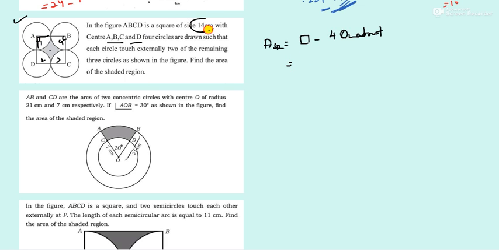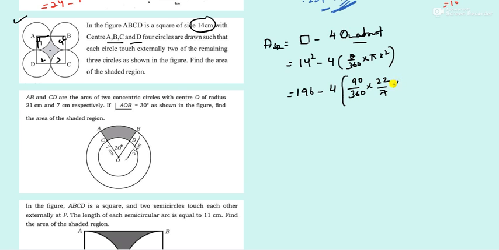So they have given this as 14. So 14 square minus 4 into quadrant, which will be theta by 360 into pi r square. So this is 196 minus 4 into 90 by 360 into 22 by 7 into radius. How are you going to get radius? If you see, this total length is 14. So half is radius, correct? 7 from here to here, 7 here to here. So radius is 7. So 7 into 7.